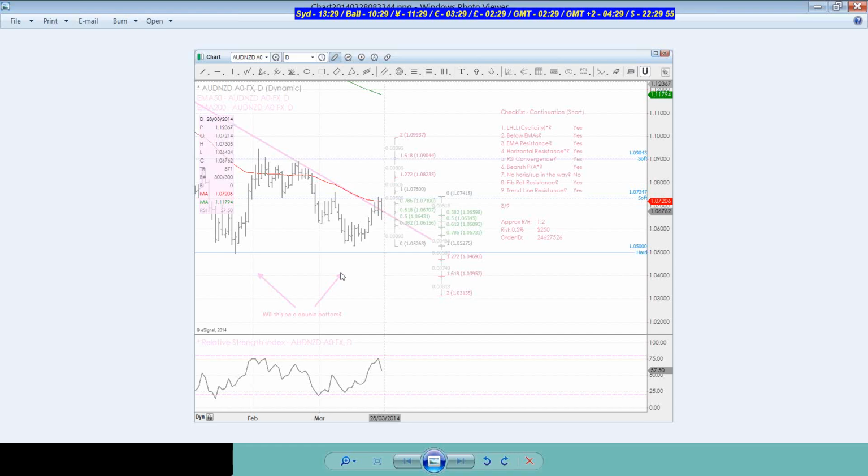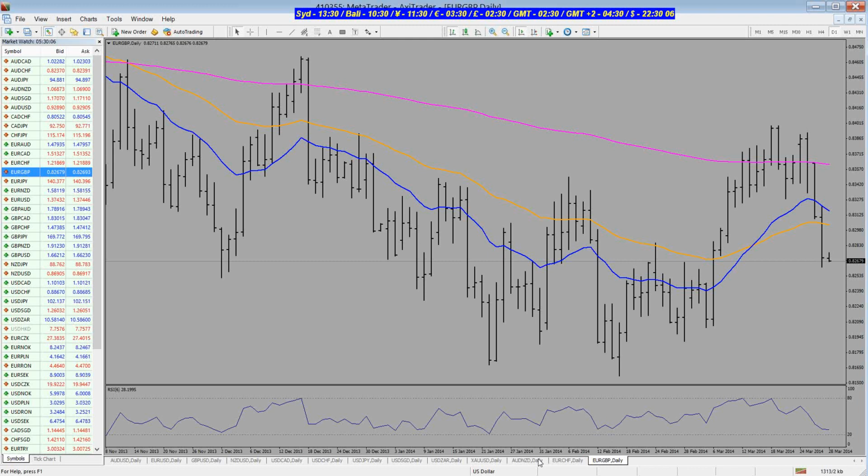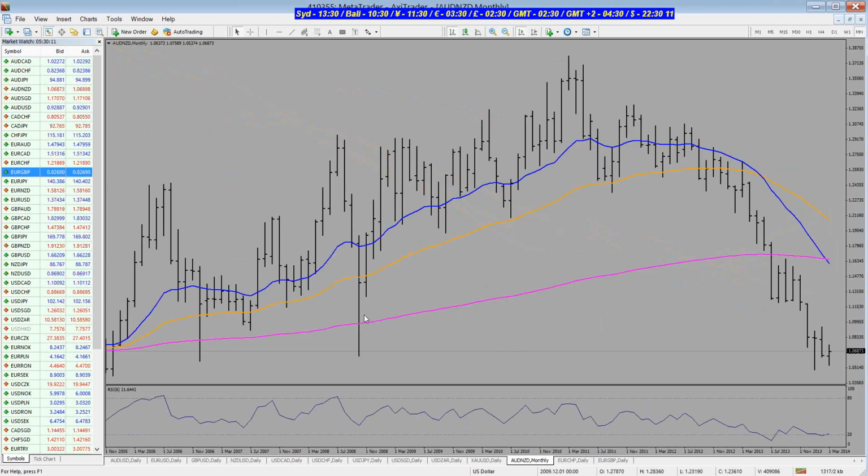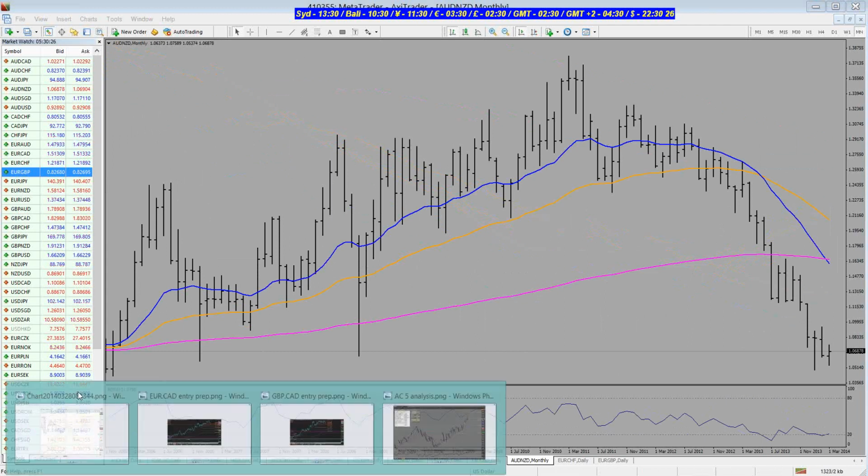This one, Aussie Kiwi, would this be a double bottom? You bet. Have a look at the monthly, and you'll see massive support on that. I don't know if this goes back long enough, but you can see that every time it gets down here, it rallies pretty hard off it. That's 105. So 105 area, big support, and yes, double bottom.